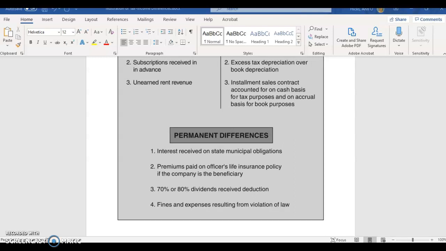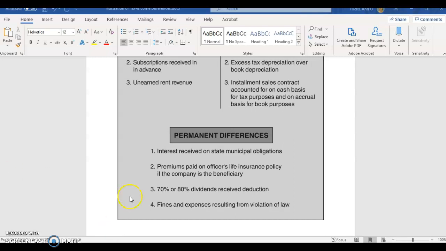And then lastly, fines and expenses that you have because you have violated a law are never deductible. In other words, you're not going to be able to pollute the river, pay a fine for that, and then take a deduction for it. So these are permanent differences that will never be flowing through your tax return. As such, there will be no deferred tax asset or deferred tax liability.